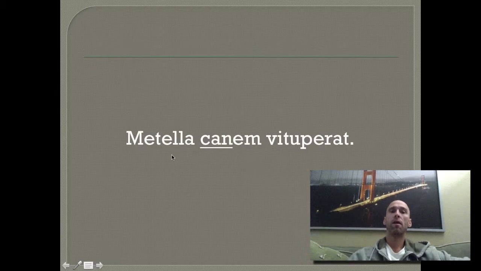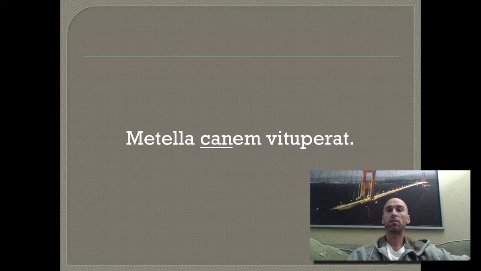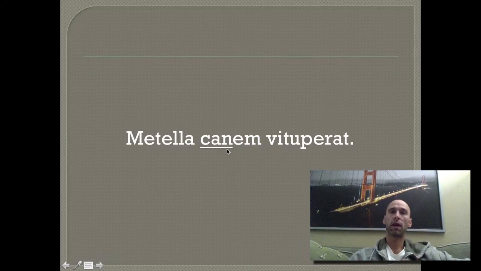So here I have Metella canem vituperat, and it just means Metella curses the dog. As you can see, I underlined can in here, and I did that just because, as I said before, I had maybe seen it as canis, but I'd never seen it as canem, and all of a sudden I'm presented with this sentence. If I look at just the first 3 letters, I could say, oh, you know what? That means dog. That must mean dog. And I know that it's a noun because it ends in M.